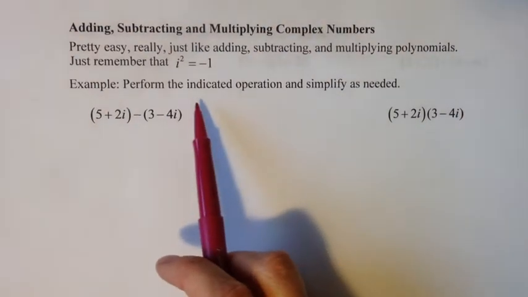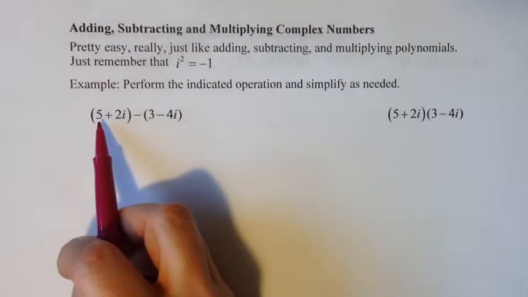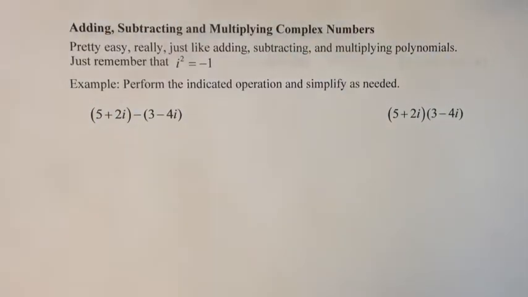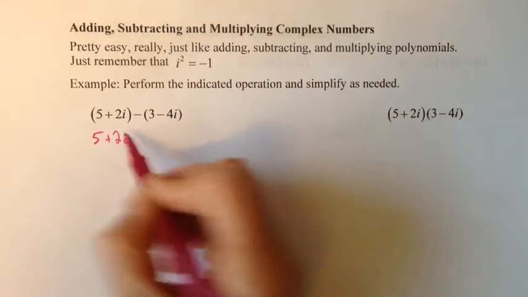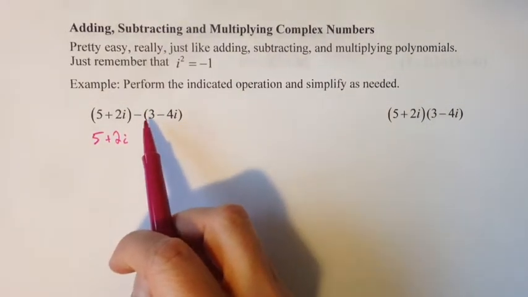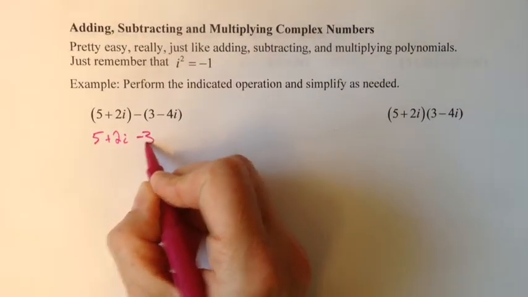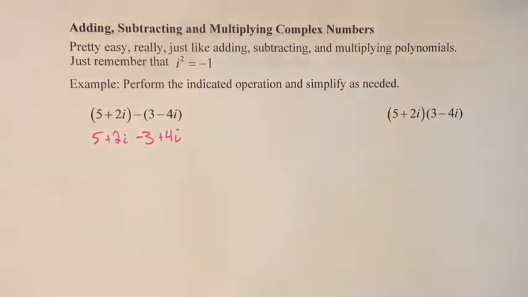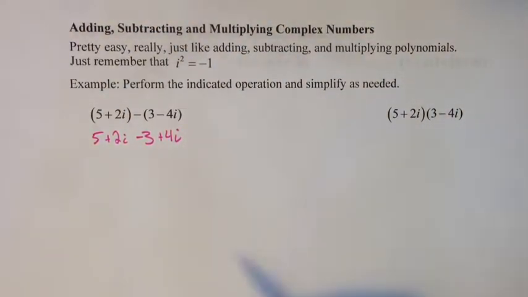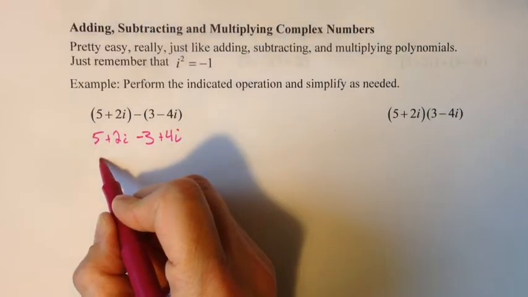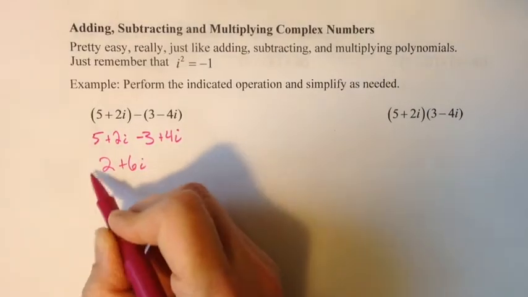The directions here say perform the indicated operation and simplify as needed. So I look at what I have here. I've got 5 plus 2i minus 3 minus 4i. So I'm doing some subtraction. This 5 plus 2i, I'll just rewrite like that, and that minus, I'm going to remember, needs to be distributed to both pieces of my second term. So -3 plus 4i. Now I combine like terms, just as though the i's were a variable like an x or a y. I've got a 5 minus 3, which is 2, and then I have 2 i's plus another 4 i's for a total of 6i.